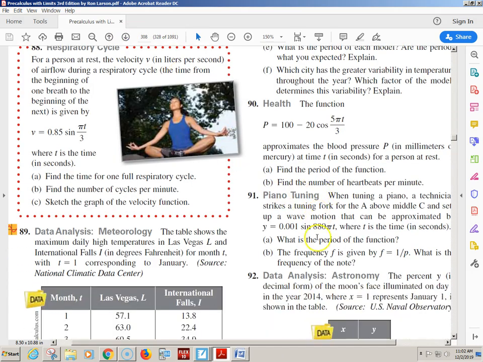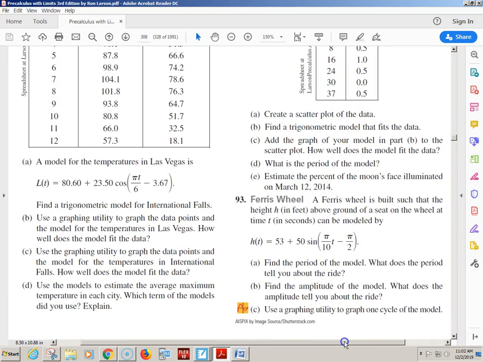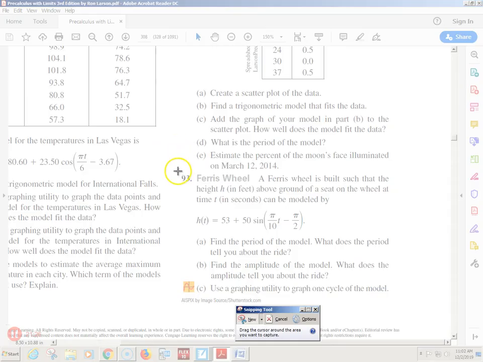93 is on this page though. Is he on the next page? Oh, there he is. Hey, didn't we talk about Ferris wheels in class? Doesn't mean they're easy.